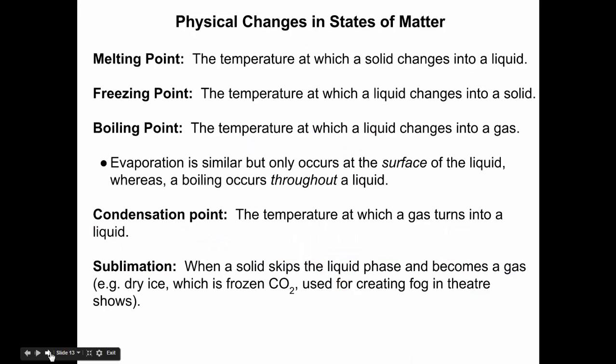So here's a summary of the different physical changes in the states of matter. And we call it a physical change because it's changing the form of the substance, but it's not changing the substance chemically. So it's going to have the same elements and atoms, and it's the same molecule. It just looks different. So nothing is being done to it chemically to change it. It's just being done physically.